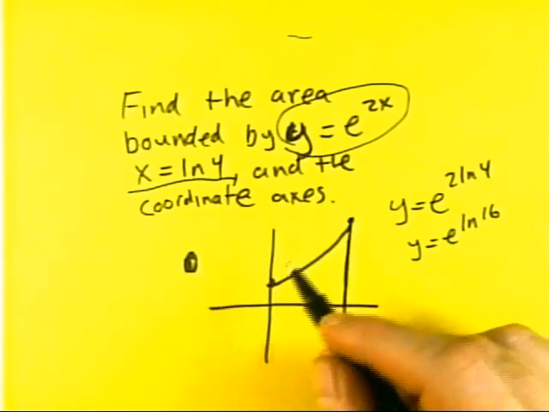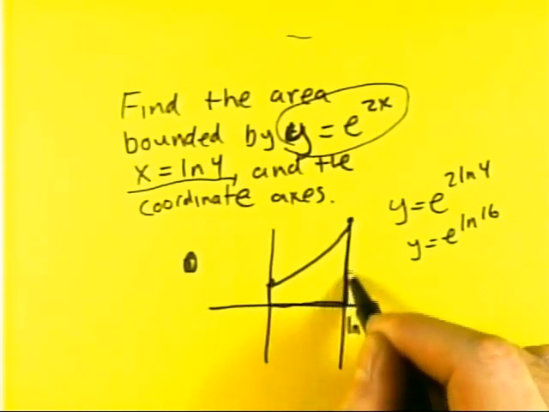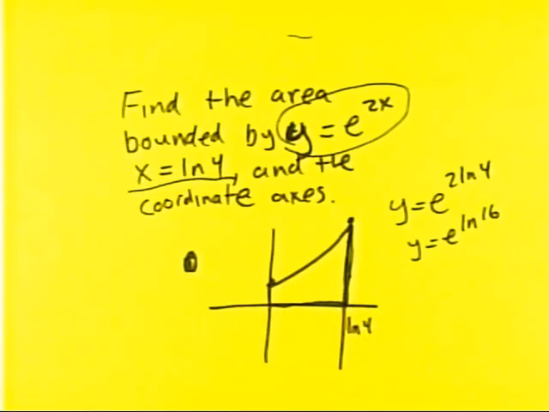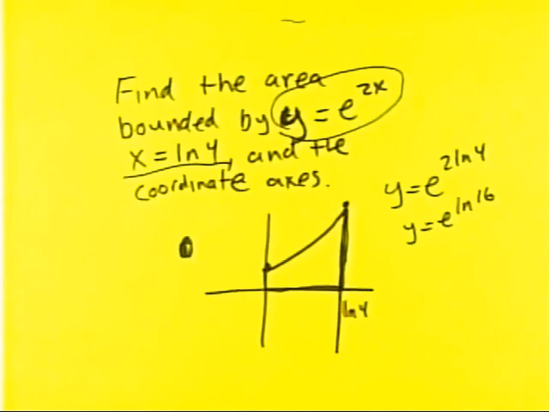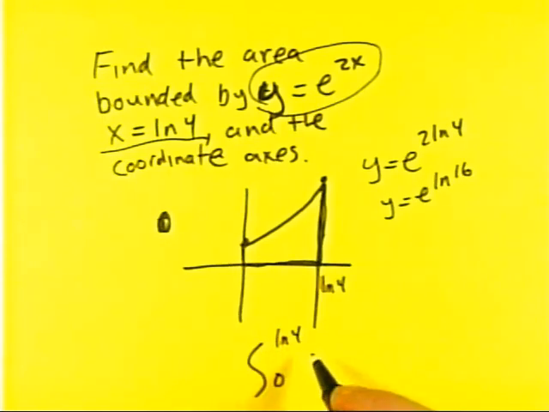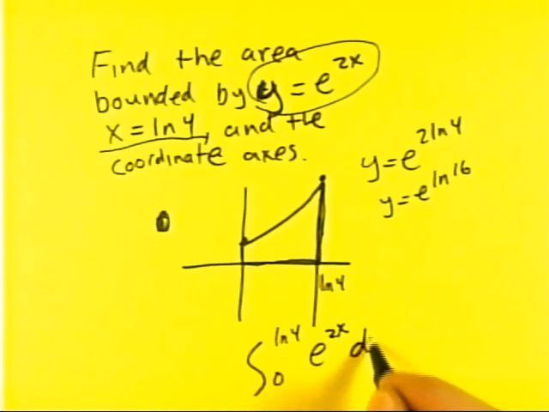So this is what we're looking for. This area right here. How would I find the area of this region? Integrate. Integrate what? From 0 to natural log of 4. Of what? e to the 2x. What's the integral of e to the 2x?